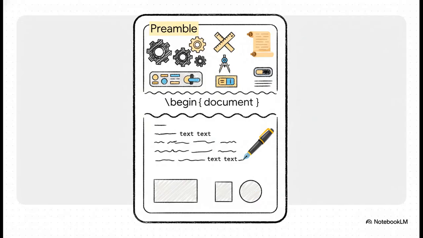So every LaTeX file really has two main parts. The first part is called the preamble. Think of it as the rule book for your document. It's where you set up all the global rules, what type of document, what font sizes, any special features you want to use. And then comes the body. The body is simple. It's just your content. It's where your words, your images, your tables, all that stuff actually goes.